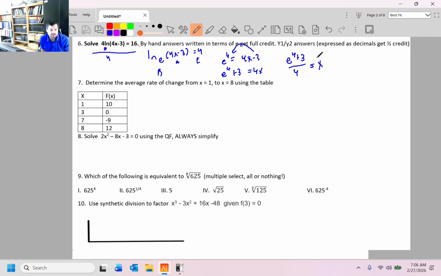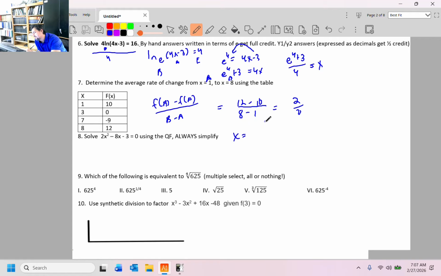Determine the average rate of change from x equals 1 to x equals 8 using the table. Average rate of change, of course, being f of b minus f of a, sitting pretty over b minus a. And these are a and b right here. Those are a and b. So the bottom is going to be 8 minus 1. Now, f of b would be the value when x is 8, and we get a 12. We're going to take away f of 1, which is a 10, and we're going to get 2 sitting pretty over 7. Solve using the quadratic formula.